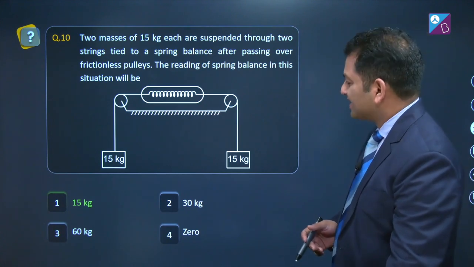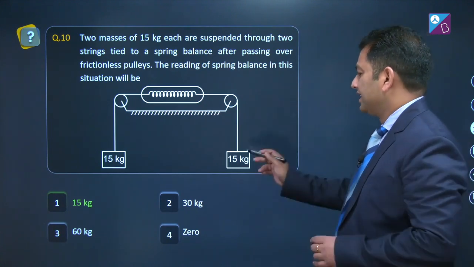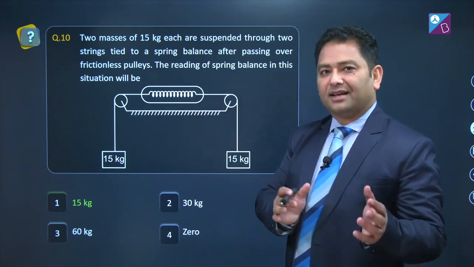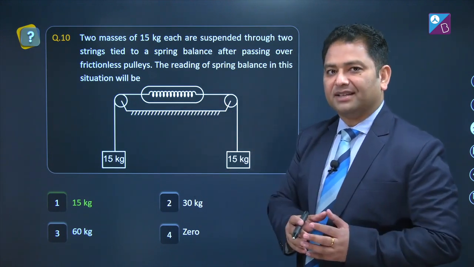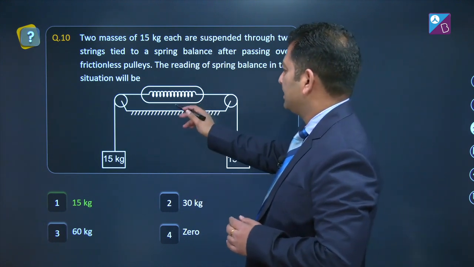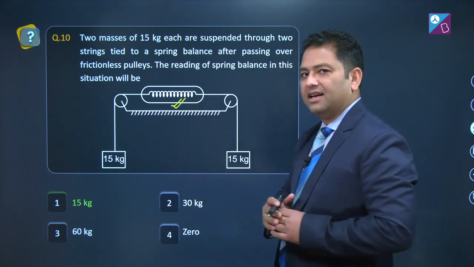All right, this may be a bit tricky one. There are 2 masses, 15 kg each. There is a spring balance. We have to find the reading of the spring balance. Now, for the reading of the spring balance, you got to calculate the restoring force here.